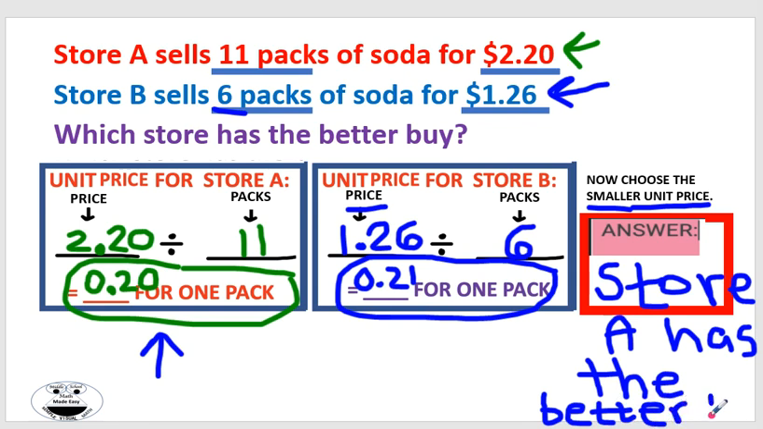Sometimes they try to trick you. They give you this type of question, but they don't ask which is the better buy. They ask you which one is more expensive. So if they ask you which one is more expensive, then you look for the larger, the greater unit price.